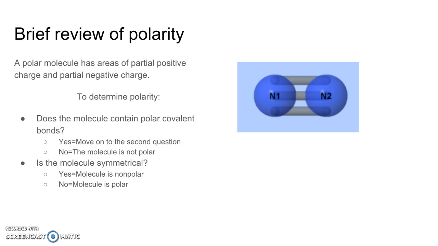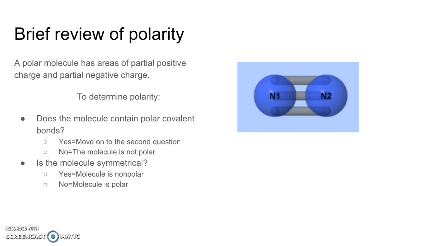So remember, a polar molecule has essentially areas of partial positive charge and partial negative charge. And remember, to determine polarity, you ask yourself essentially two questions. First question, does the molecule contain polar covalent bonds? If so, awesome. Move on to the next question. If not, you do not have a polar molecule.